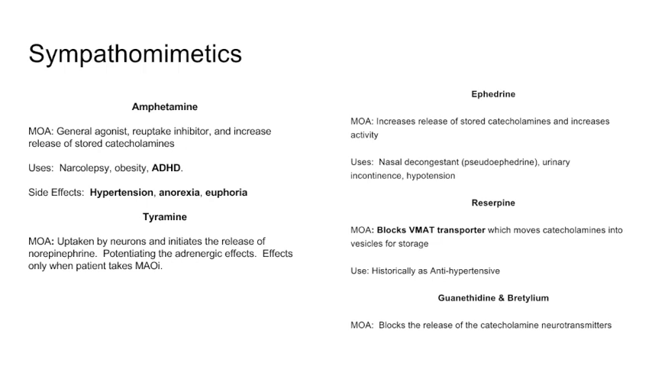Reserpine, I talked about this one before. It was historically an antihypertensive, and it blocks the VMAT transporter, which moves the norepinephrine that's made in the presynaptic nerve terminal into the vesicles for storage. And finally, we have two more, guanethidine and bretylium. These just block catecholamine neurotransmission.